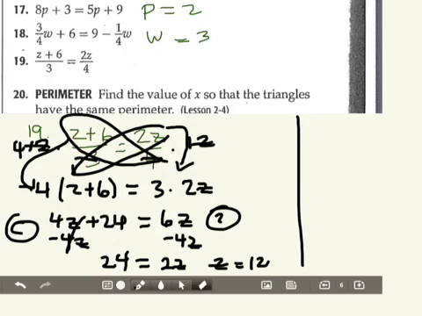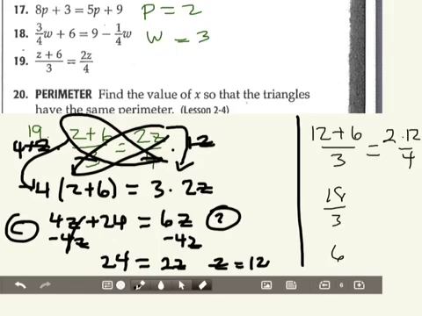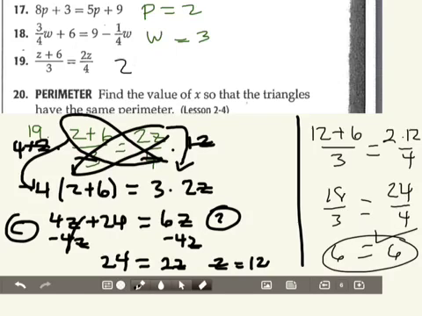Our check, let me use a thinner pencil, will be simply putting 12 in for everywhere we had z in the original equation. So I've got 2 times 12 here over 4. And we'll see 12 plus 6 is 18 over 3, which gives me 6. And then on the right side, we've got 24 divided by 4 is 6. And we see that we are comfortable. Our answer that z is equal to 12 is correct.